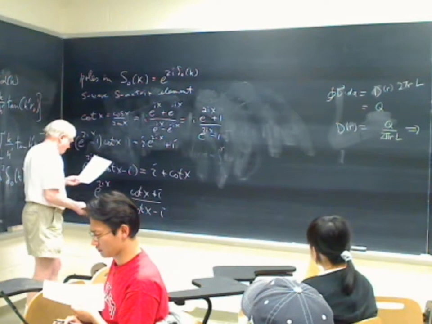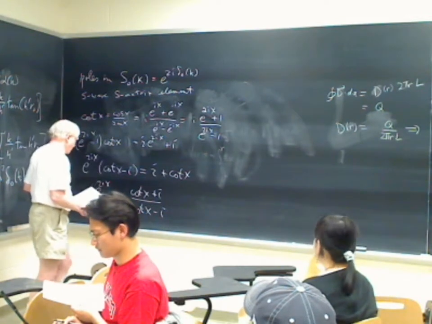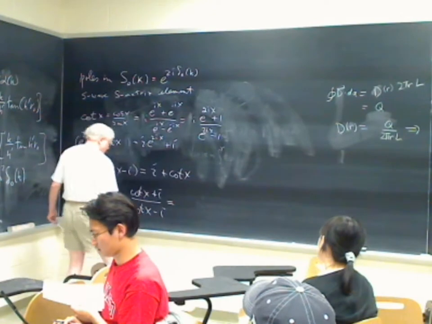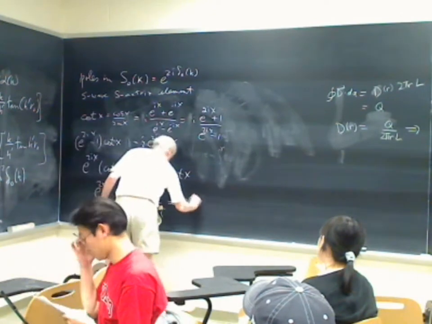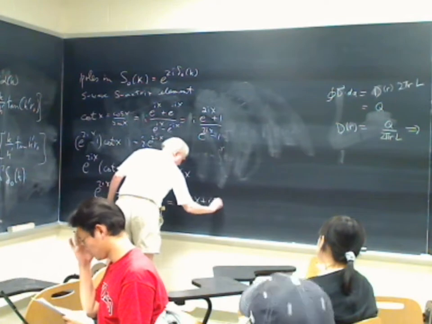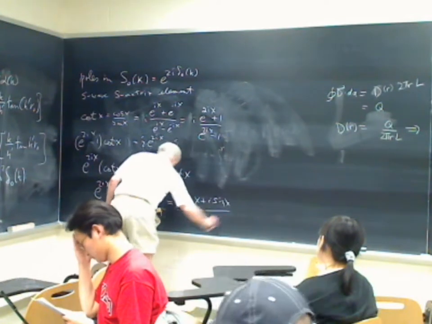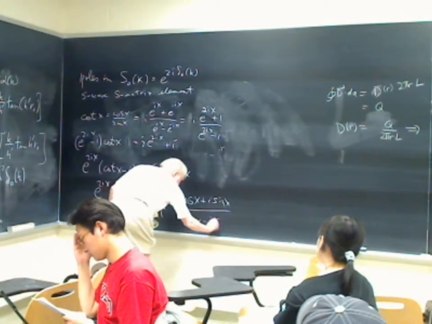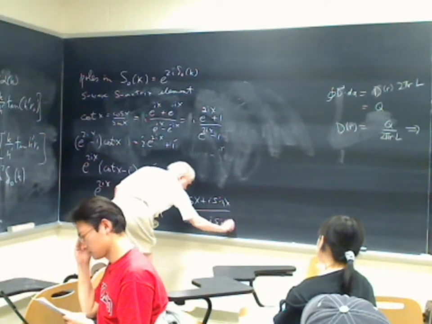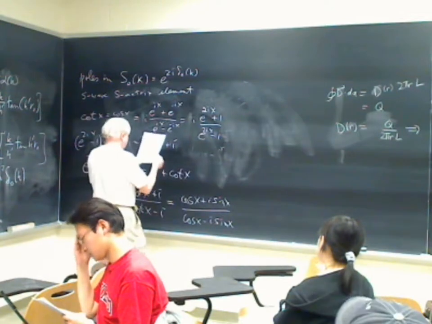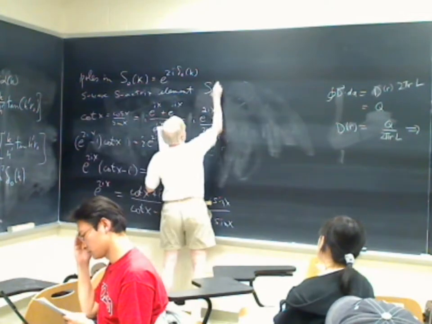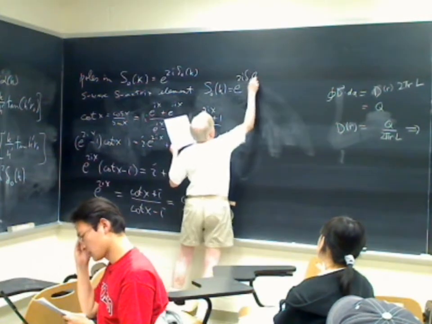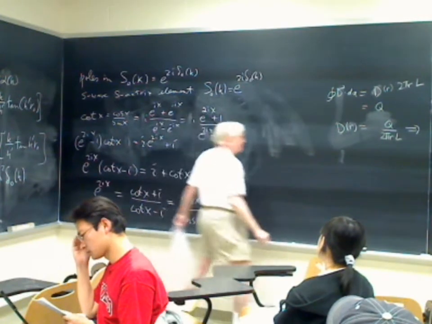Okay, so we can change this just a little bit. We can multiply top and bottom by sine x, and then we get cosine x plus i sine x over cosine x minus i sine x. And then altogether we have S0 of k, which is e to the 2i delta 0 of k. All right, let me erase this.